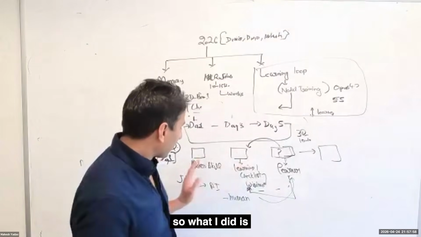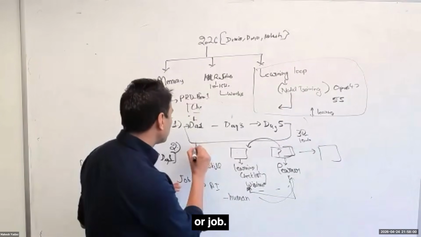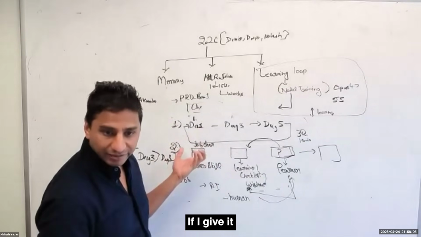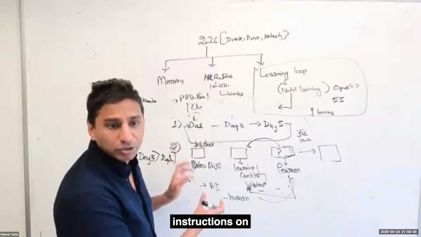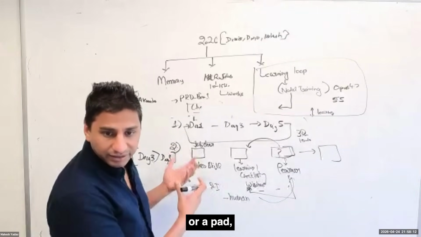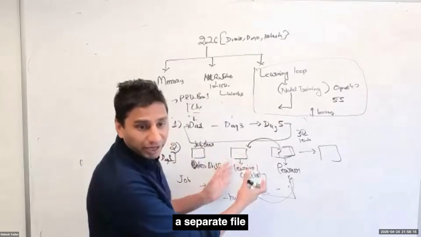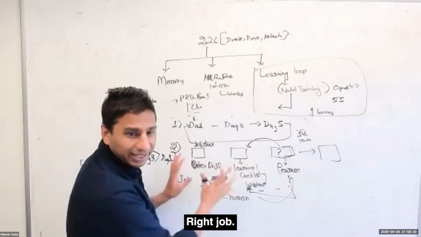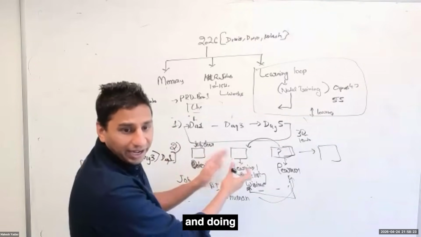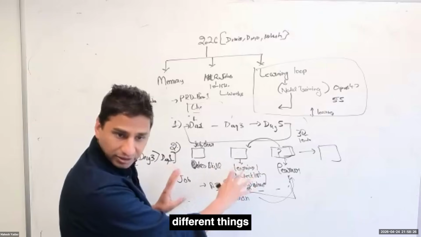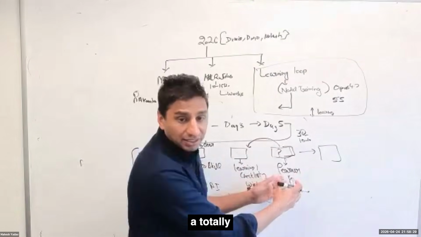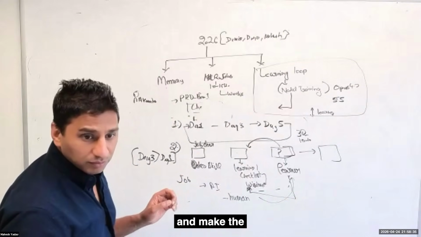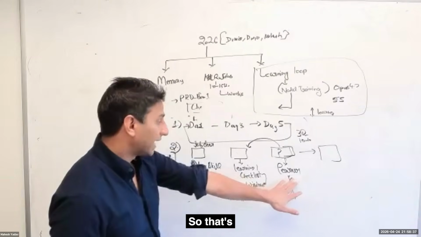Okay, so what I did is, right now I have 2 things. I have a doer, or job doer. If I give it a review, it has instructions on how to review a document or a PRD, and it can review. It also has a separate file called checklist or wisdom, which it uses to review, so that they are separate. How to do the job and doing the job are 2 different things. I created that already. Then I'm creating a third one, a separate job actually, to review the already reviewed file and make the intelligence better.